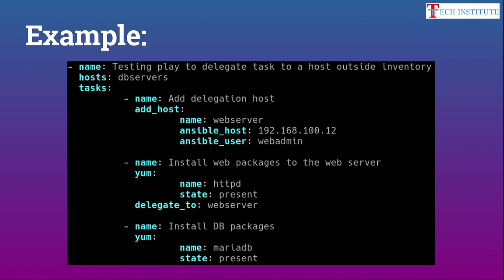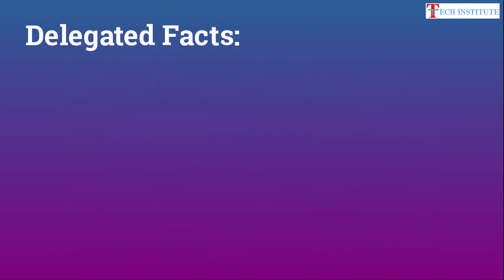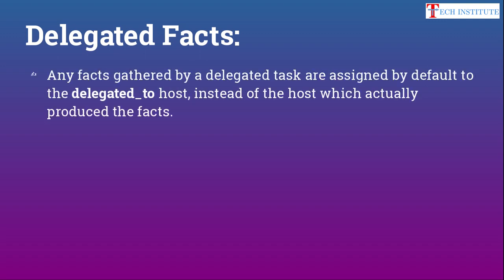Now moving ahead, we will see delegated facts. If you remember, previously I was telling you, when you run some task on your delegated host, your gathered facts will be from your managed host, not from the delegated host. So you can explicitly get these facts from your delegated servers also. In that case, what happens is, any facts you gather by a delegated task will by default be assigned to the delegated_to host instead of the host which actually produced the fact.